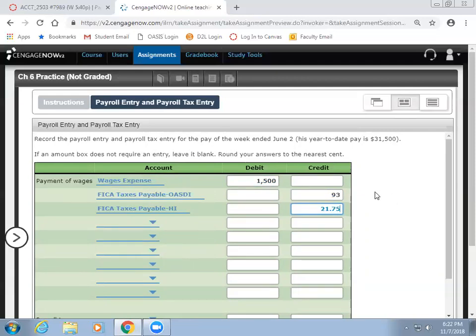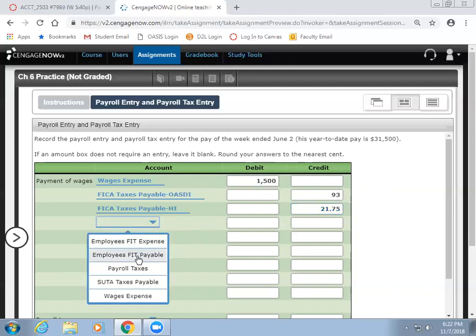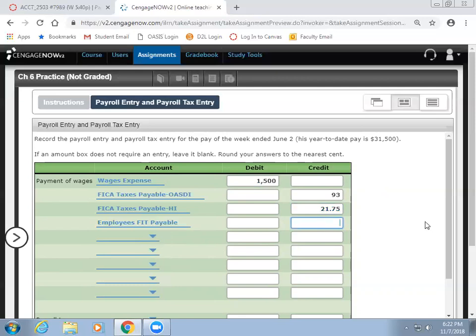Then we have the Medicare. Perfect, $21.75. They told us his federal income tax payable. So the employee federal income tax payable they gave us was $232. And then for state, they told us it was 22% of that 232. So what is his state payable? Very good, $51.04.